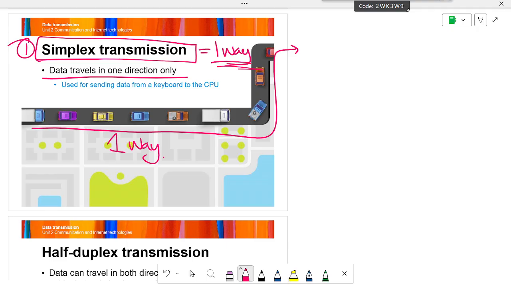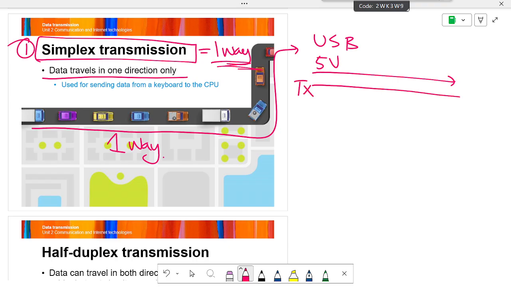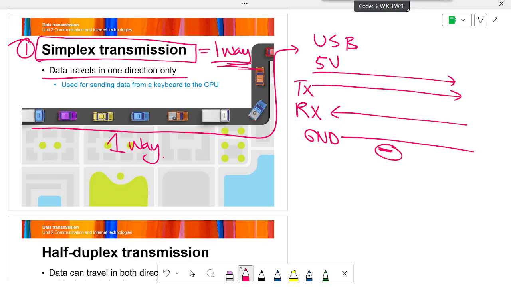And this is actually an idea used in the USB. In the USB, we have a universal serial bus. This is just an example. We have a 5-volt line, and then we have a TX. TX means to send, and then we have an RX. RX means to receive. And then we have a GND. So this is the negative. This is positive. Is USB serial or parallel transmission?